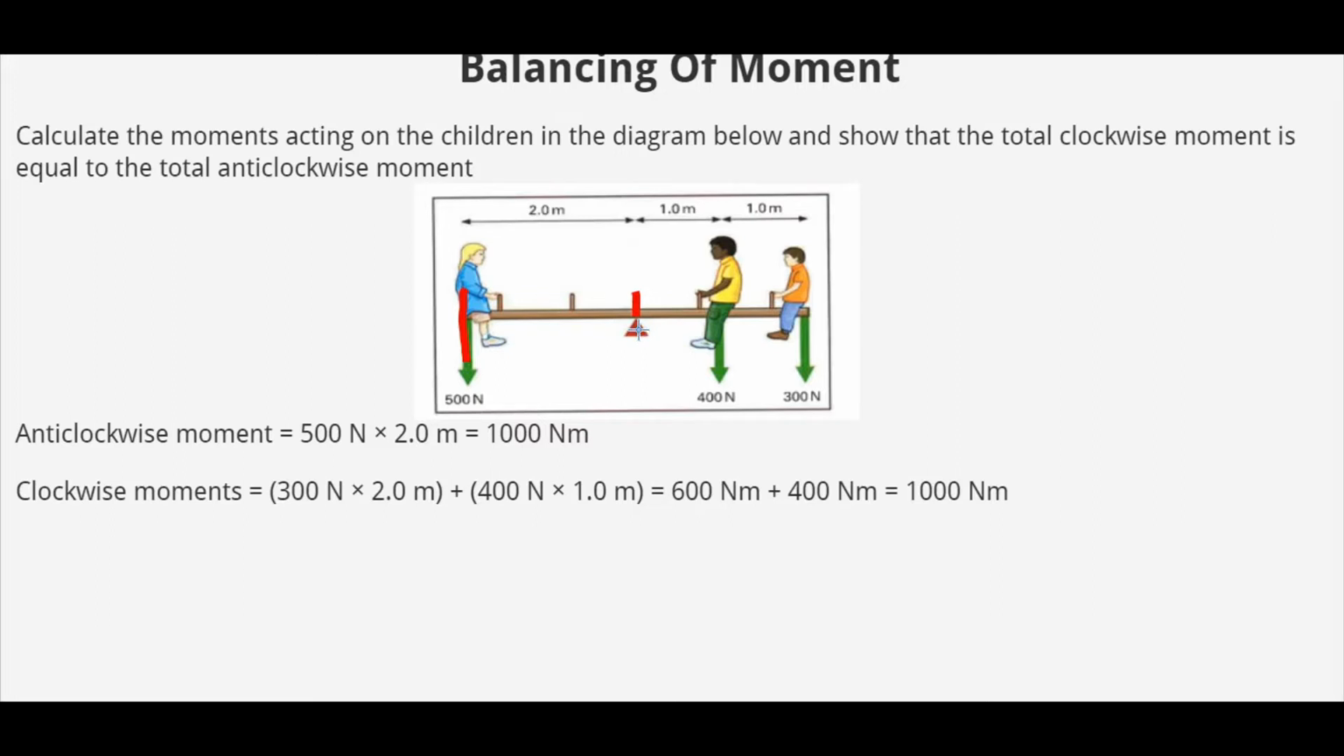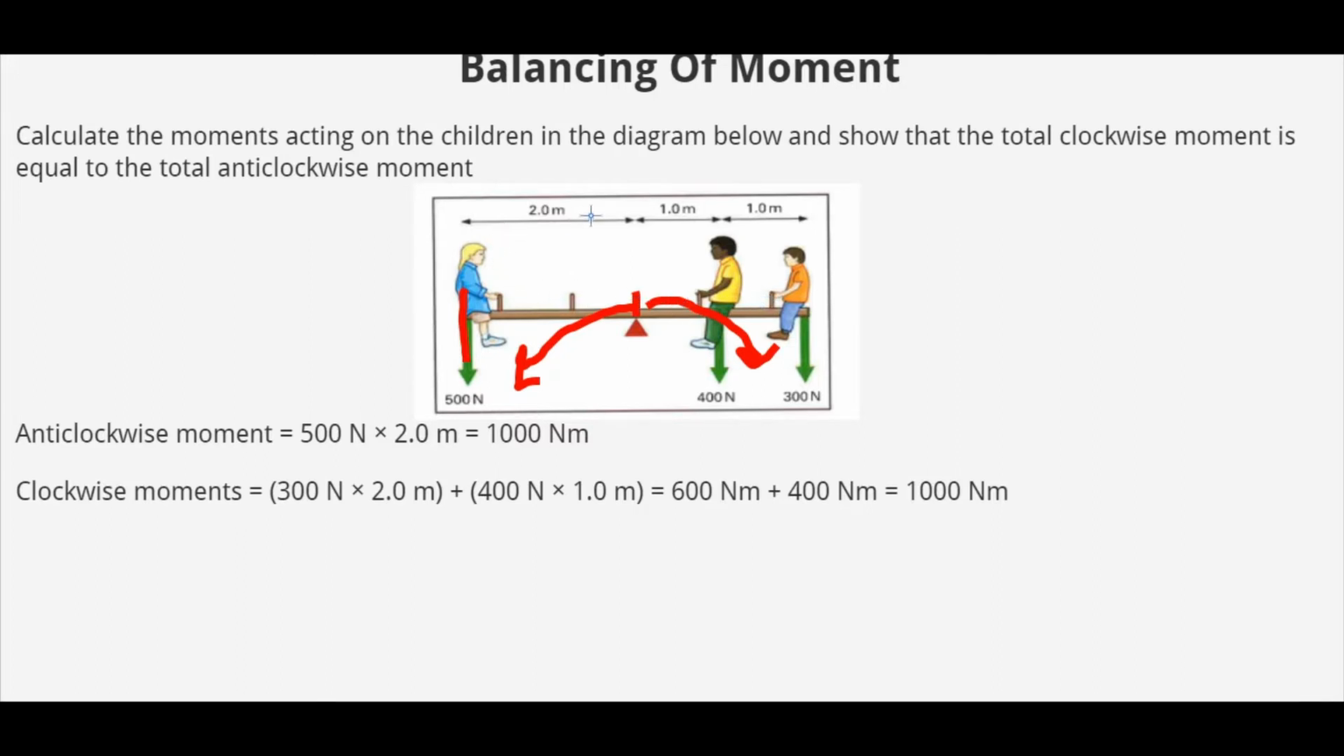Anti-clockwise moment always lies to the left of the pivot, while clockwise moment will always act on the right of the pivot. So for anti-clockwise moment, we take this direction. For clockwise moment, we take this direction. And don't forget that in this diagram, only one person is on the side of the anti-clockwise moment, while two persons are on the side of the what? Clockwise moment.